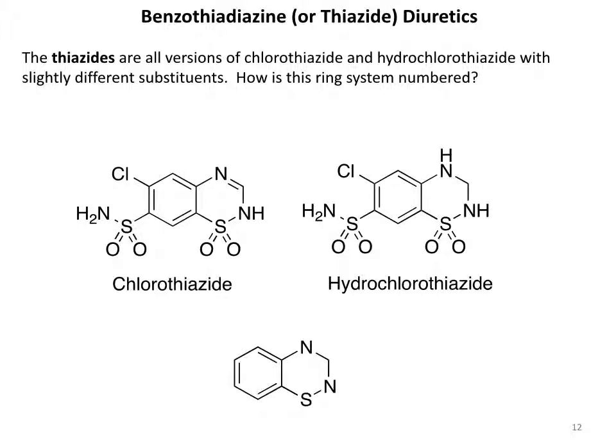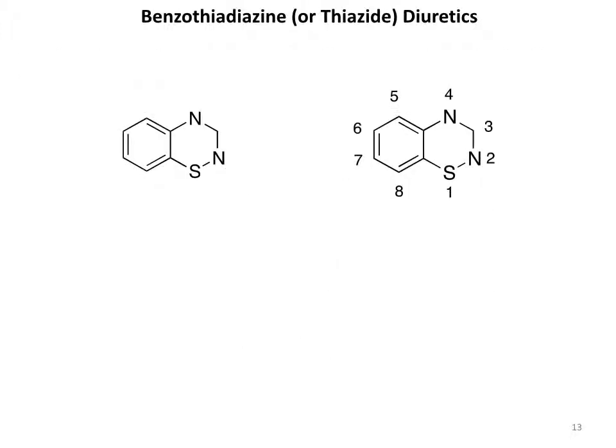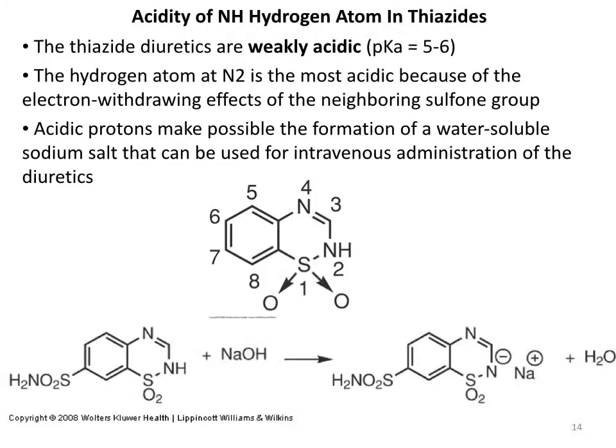So 1, 2, 3, 4. When you're going around a ring system, you continue around the outside. 5, 6, 7, 8. And these are the numbers we were using to talk about this and what substituents are on these ring systems. So a little room to work there. Let's move on here.